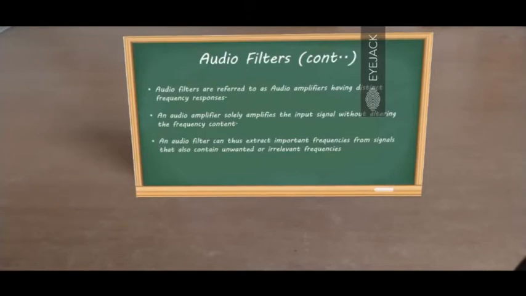Best example is when you increase the volume of your television or speaker systems, you're only increasing the amplitude of sound. You're not messing around with the frequency content of sound. So audio filters are an extended version of audio amplifiers, meaning in addition to amplification and attenuation, they also change the frequency content of the sound. An audio filter can thus extract important frequencies from signals and remove the unwanted or irrelevant frequencies.